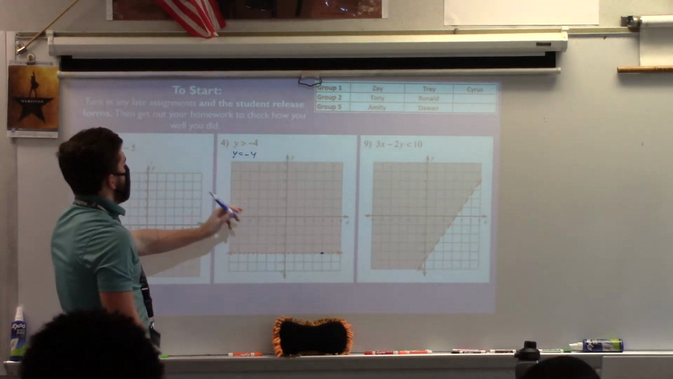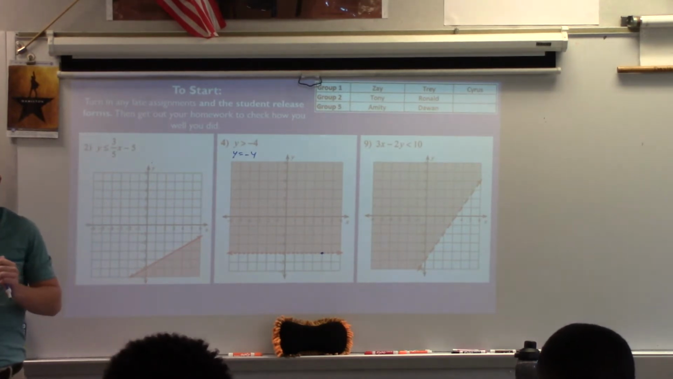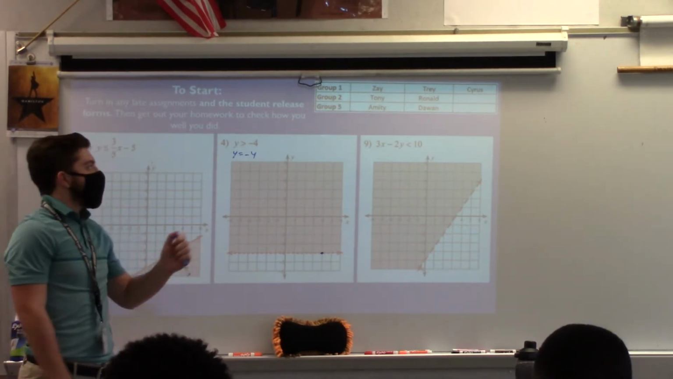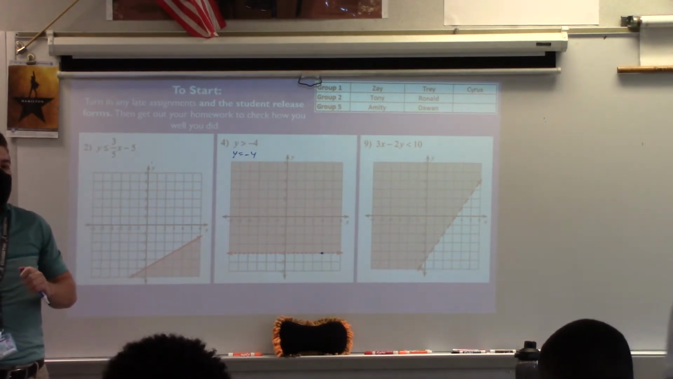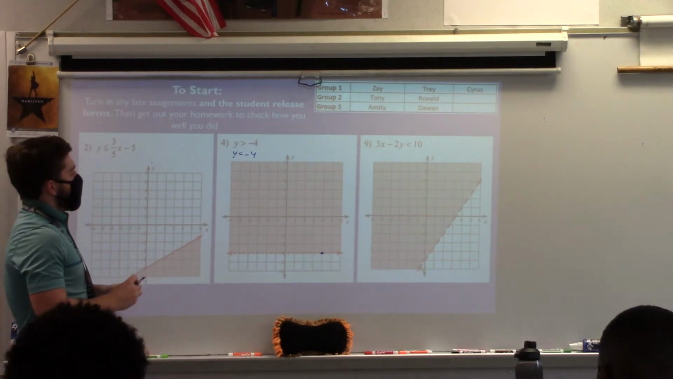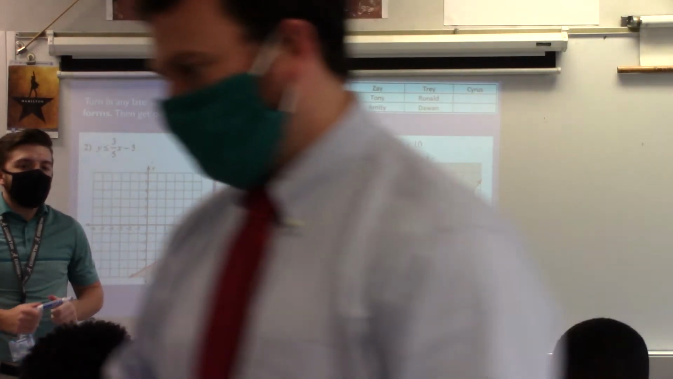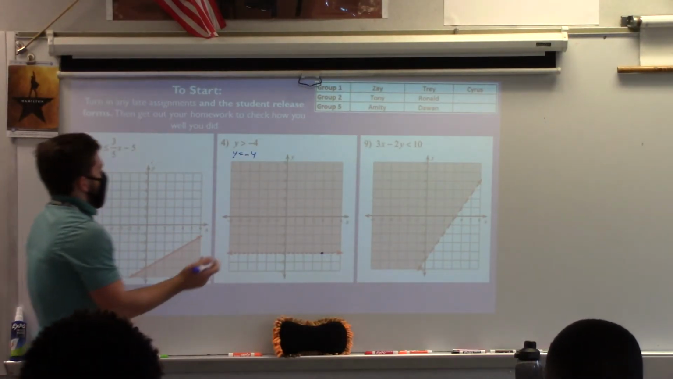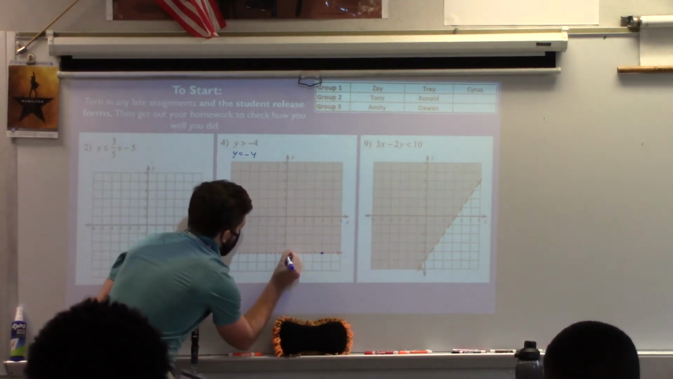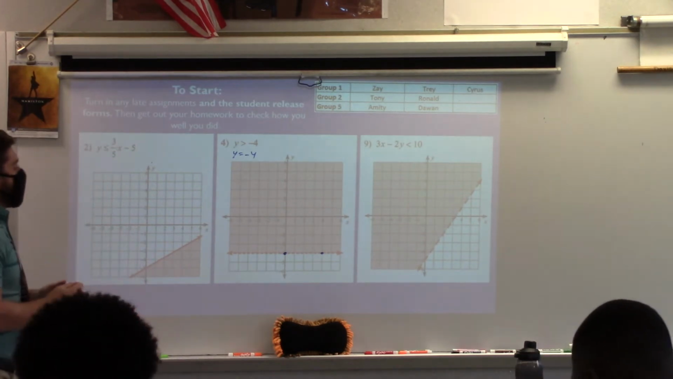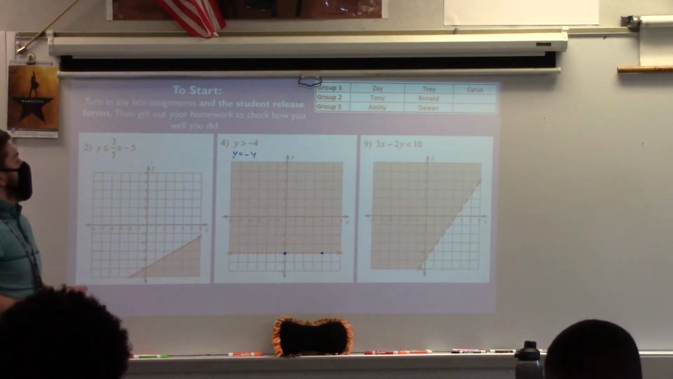So how do we know that this line right here is y equals -4 for the boundary line? What do we need to make that true? In this situation, what would our y-intercept be right here? -4, 0. Okay, so that's the y-intercept, but we don't have a slope since it's just a horizontal line.